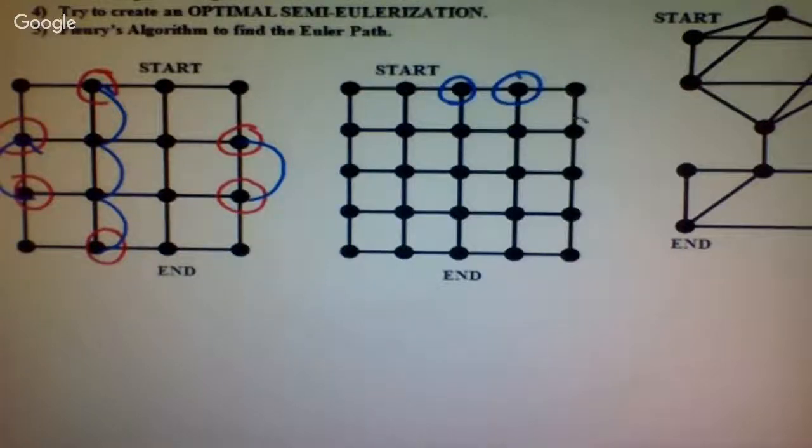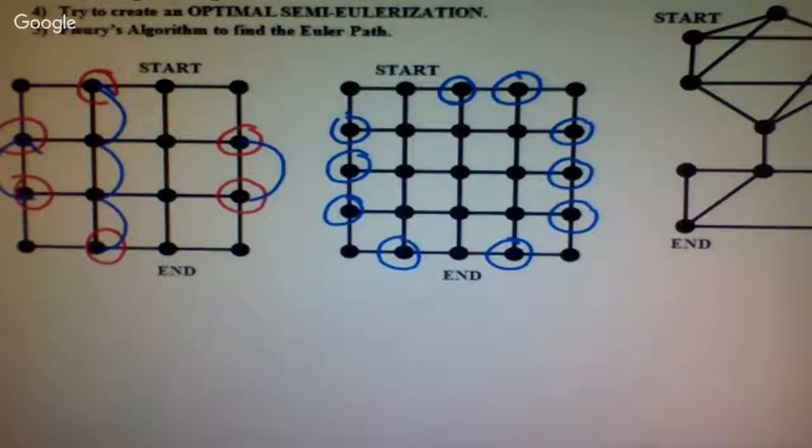Okay? So my next one. These two at the top are odd. These three along the sides are odd. And these two at the bottom are odd. You bounce to the start and to the end.